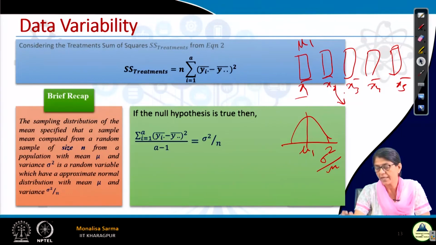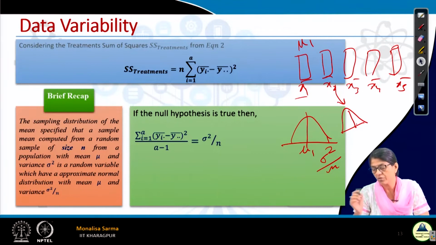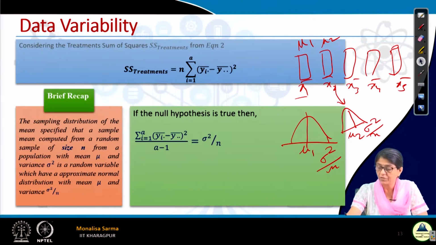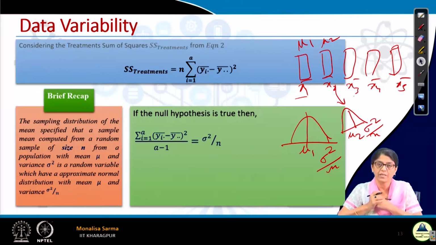Similarly, for x2 bar, if we have a sampling distribution, what will be the mean? The population mean. Suppose this population mean is mu2, and the variance of this sampling distribution is sigma square by n. Here also it is sigma square by n. Similarly, for x3, the mean may be mu3, and the variance will again be sigma square by n. For x4 also mu4, sigma square by n, mu5, sigma square by n. Why sigma square by n for all the cases?